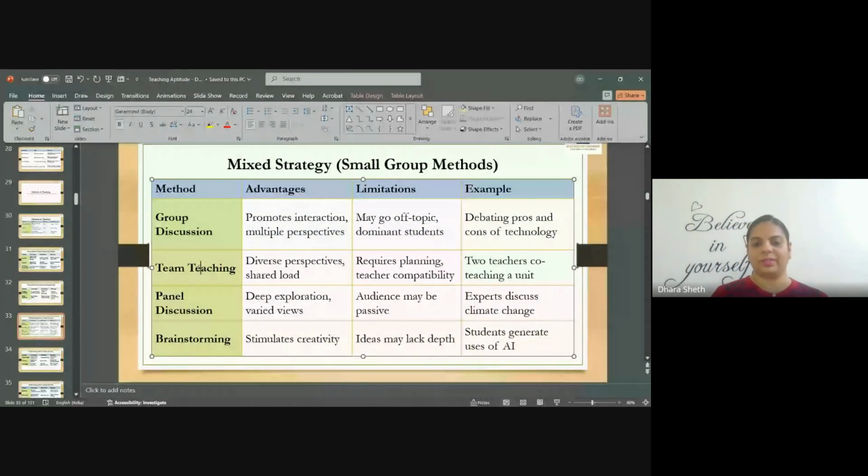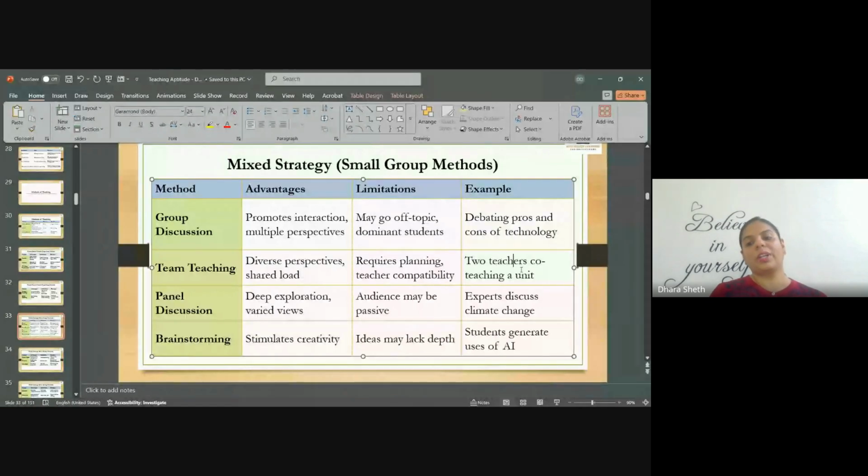Team teaching. So you are teaching a team. There are diverse perspectives. Everyone is giving their own input, but then it requires planning. When you have a group of 20 students, like let's say there's a teacher training of 20 teachers, the trainer has to plan very well, otherwise there will not be involvement of all the participants.